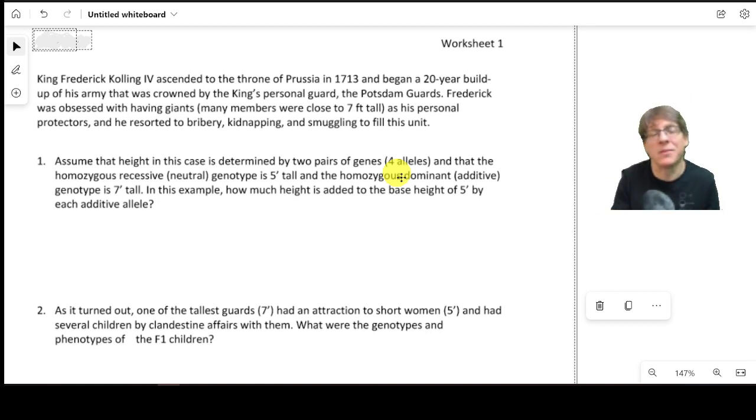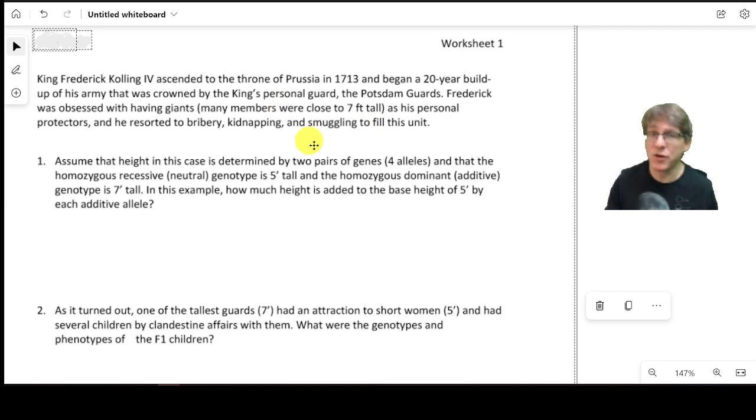We could denote them as a plus symbol if it adds to the trait, or a minus if it doesn't. But for this type of problem, there will always be 2 different variations of each gene, or 2 different alleles, and you'll have a minimum value and a maximum value, in this case height. We'll have a minimum height and a maximum height. We're told that we have 2 genes, so we have 4 alleles.